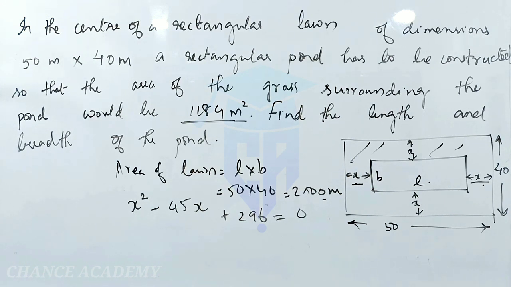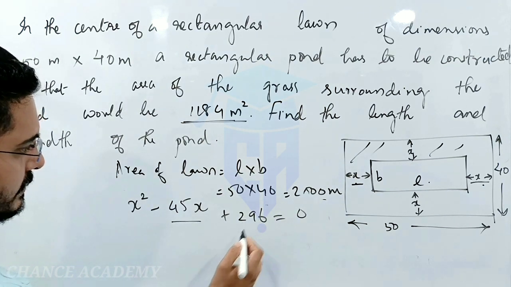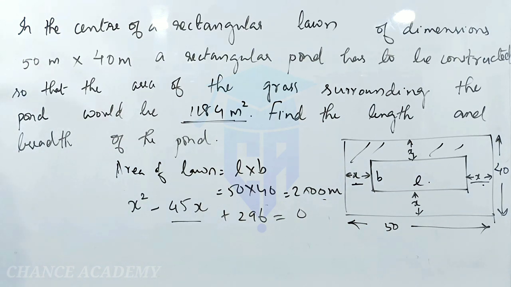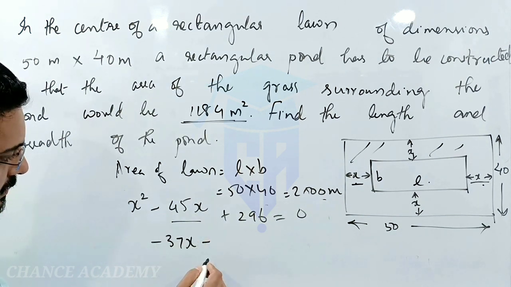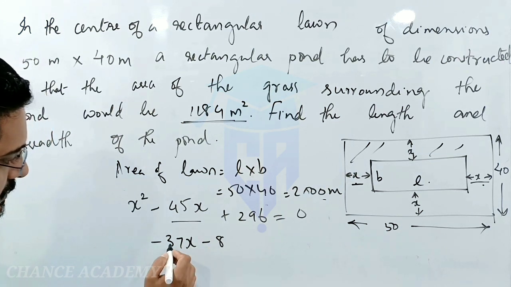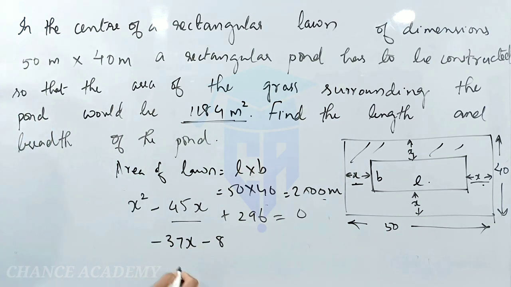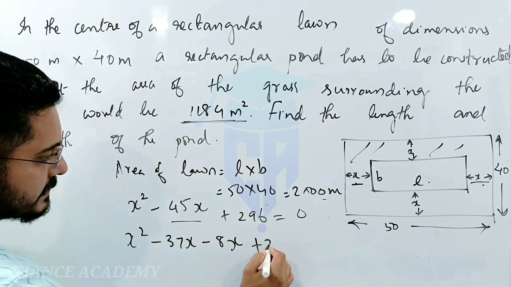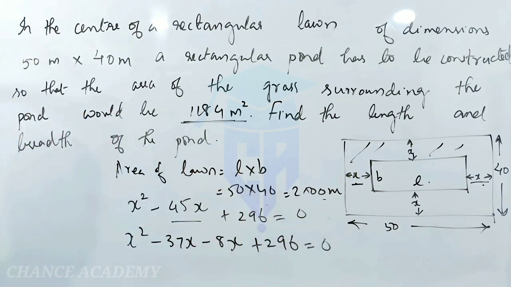Either by factorizing. On splitting the middle term, 296 is the product of two numbers, and the sum of those numbers is 45. So the numbers can be minus 37 and minus 8, since minus 37 plus minus 8 will give you minus 45. So I'm splitting the middle term based on the rules that you already know. Now I can take the common factors from this.